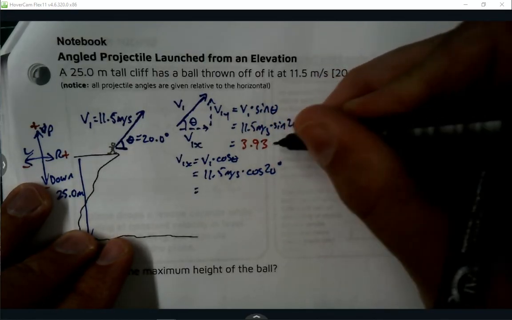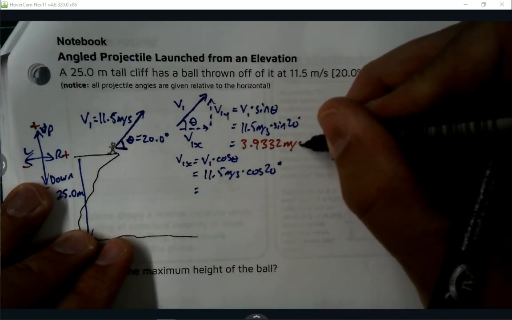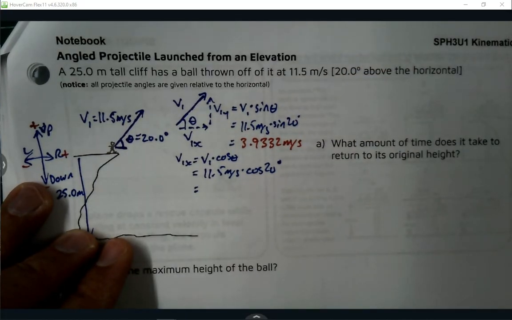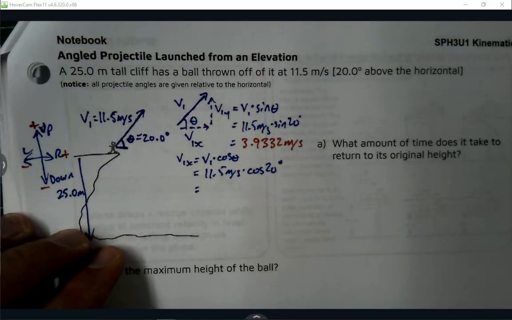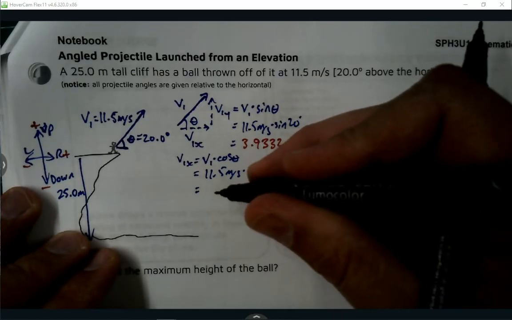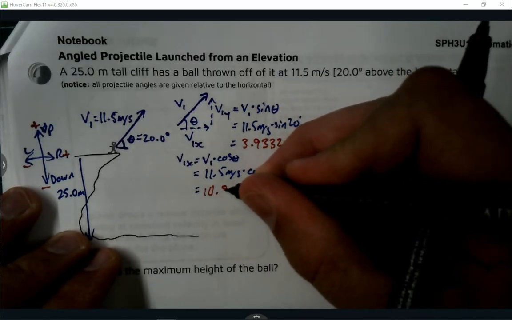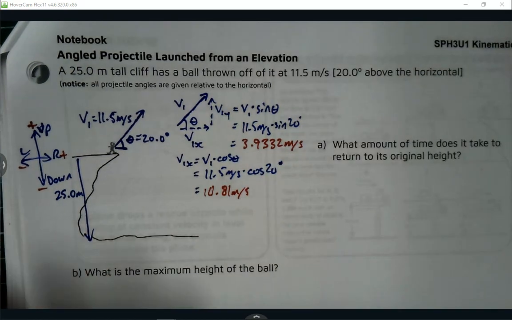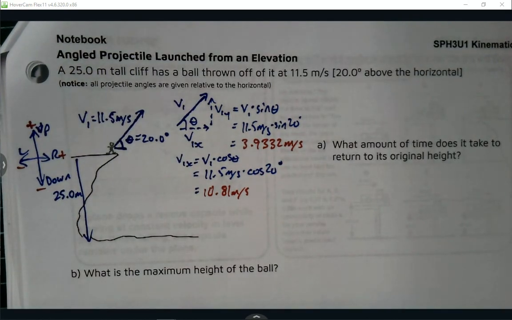Can you guys check me? I can hear the calculator buttons. Make sure I got this. Does that look right for the y component? I thought I heard a calculator button. Yes, no? Anybody? And then for the x component, I get 10.81 meters per second. Both of those are positive because they're to the right and up. But can I get a little confirmation? Are they correct values? All right. Thanks, Zoe. Appreciate it.